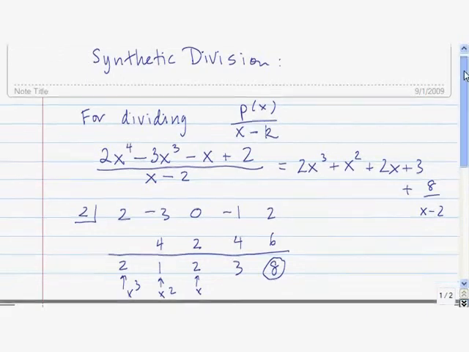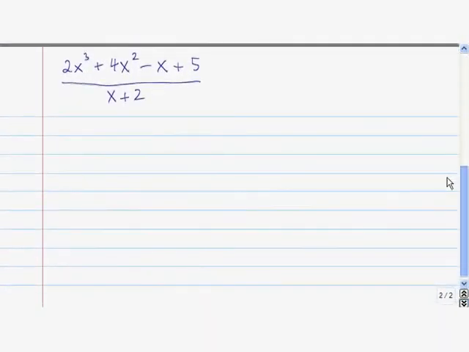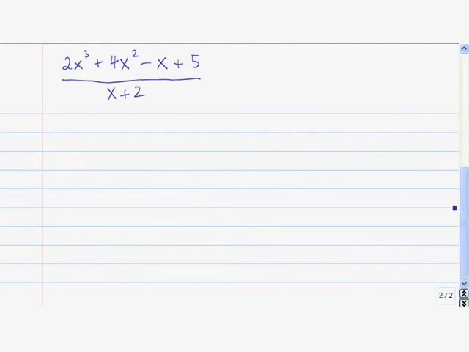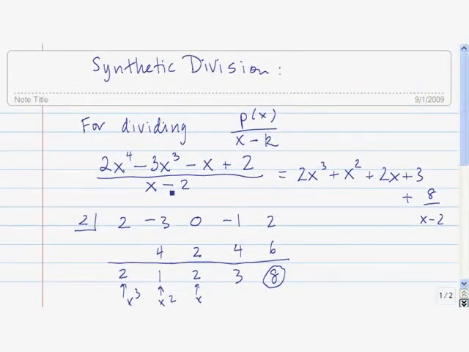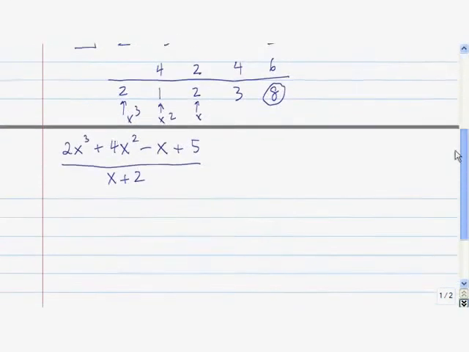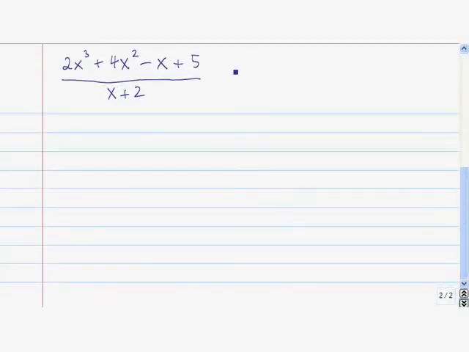Let's do another example. Okay, in this case we see that we have a plus sign here in the denominator. Remember that synthetic division is used when you have a minus in the denominator, x minus a number. So the first thing that we're going to do is rewrite this. So instead of x plus 2, we're going to put x minus a minus 2.